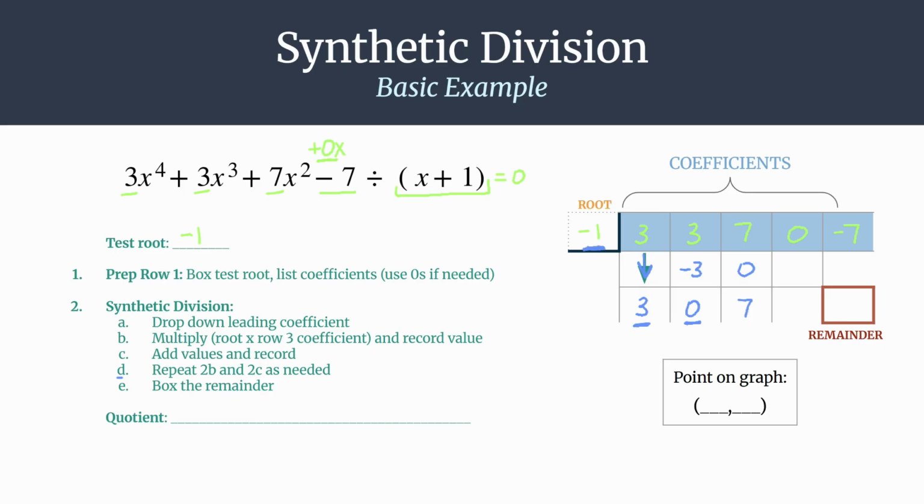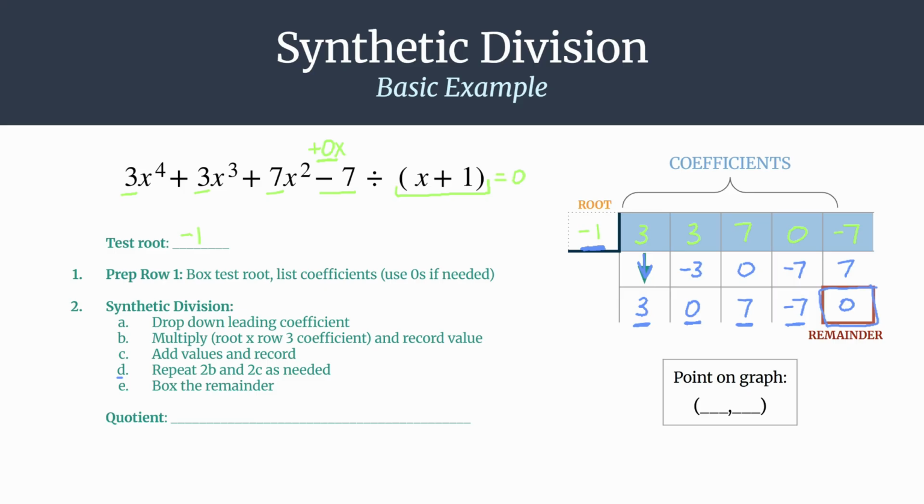All right, repeat, -1 times 7. So we have that is, of course, -7. Add that fourth column. 0 plus -7 is -7. And repeat one more time. -1 times -7 is +7. Add that final column. We get a 0 as our remainder, so box that.